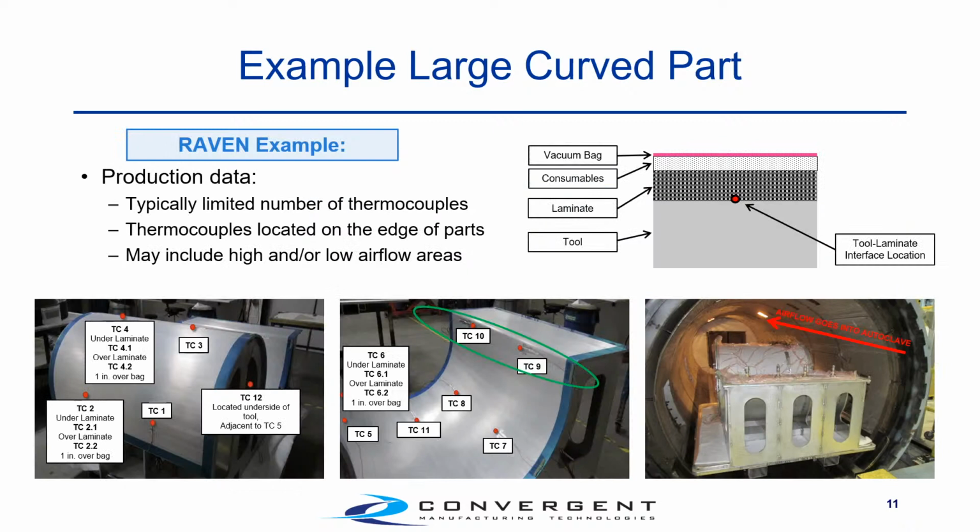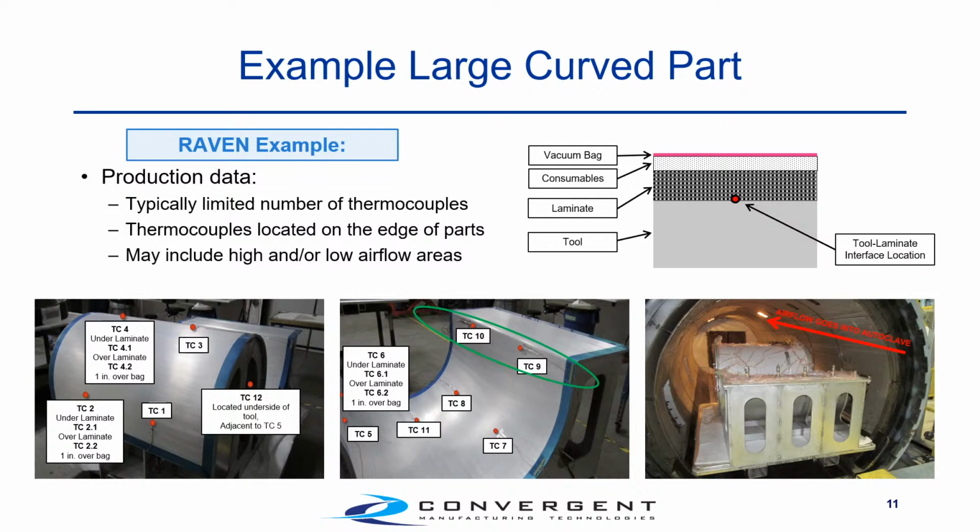In order to calculate the effective HTCs in this case, we're going to use production data. Some of the limitations of this are that there's typically a limited number of thermocouples. They're often located at the edge of the parts in the trim area, and they may be in the high or low airflow zones. They may not be moved around or located in several positions around the part. But I'm going to show you today how you can actually use this data anyway to calculate.